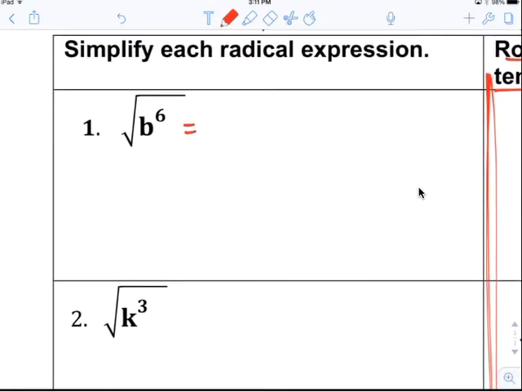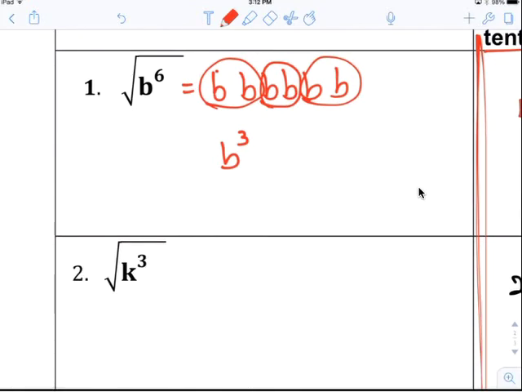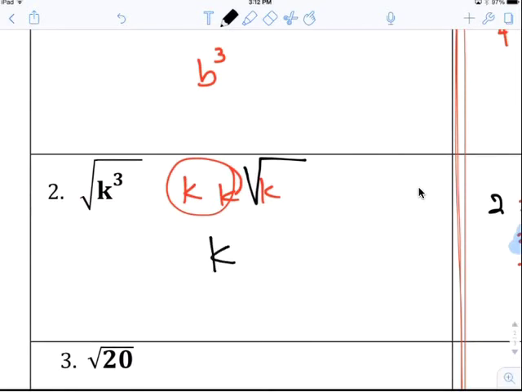And all you do is there's 6 b's. Each pair makes 1. So you got square root of b to the 6th, that's 3, so that's b to the 3rd power. And that's it. Now here, k, k, k. You have one pair. The other one that doesn't have a pair, you put a square root in there. So your answer is k times square root of k. Now 1 can be invisible. That's your answer.